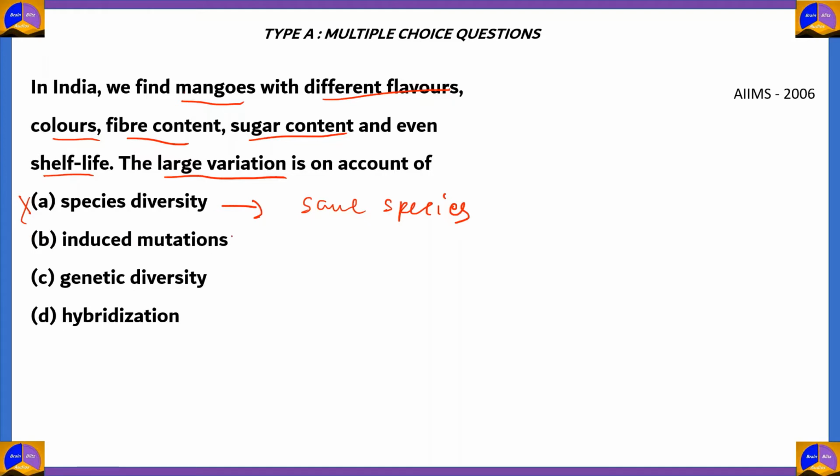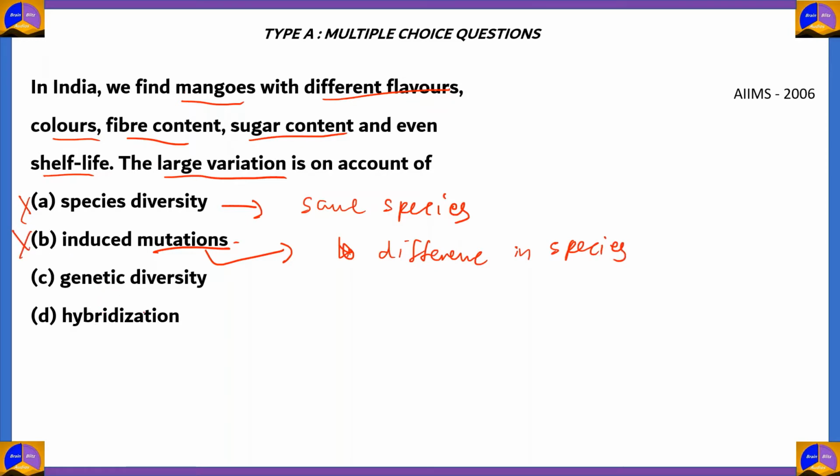Option B, induced mutations. Mutations can cause serious differences in species. So option B is incorrect.